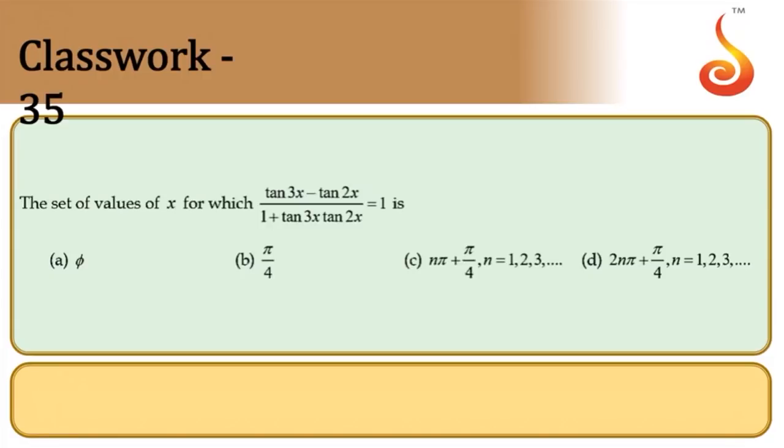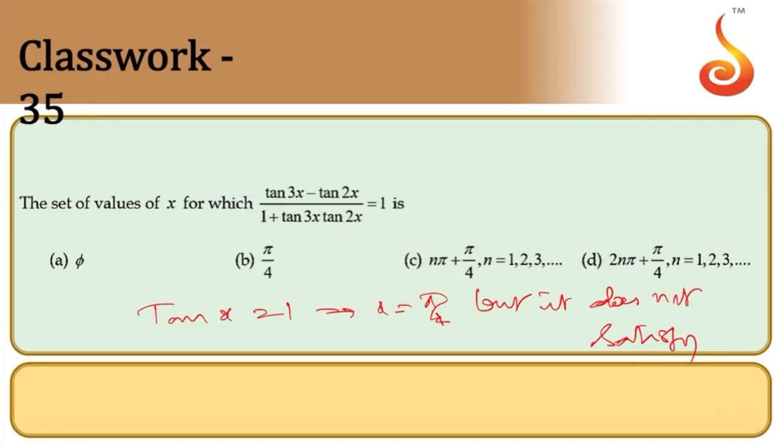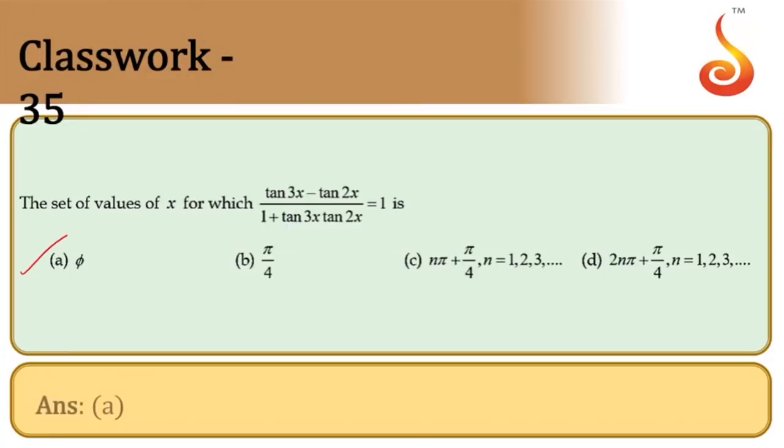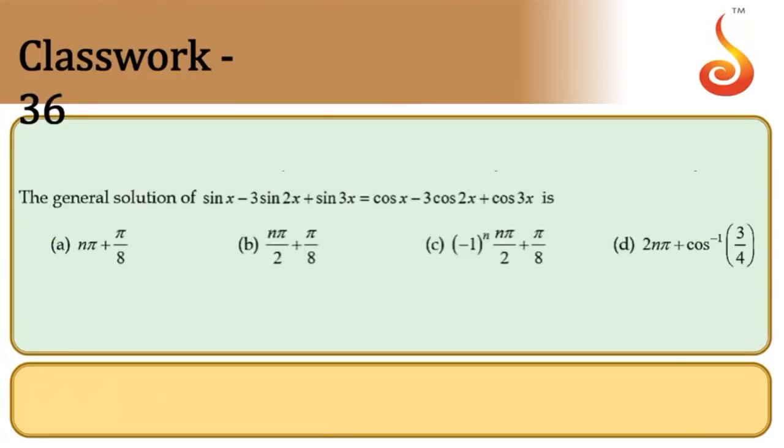So let me take up the next one. Tan 3 theta minus tan 2 theta by 1 plus tan 3 theta tan 2 theta. Tan A minus tan B by 1 plus tan A tan B is nothing but tan x is equal to 1. That implies x is supposed to be pi by 4. But it does not satisfy the given equation, because tan 2x doesn't satisfy when substituting. So the answer is no solution for the problem. So the answer is 5.